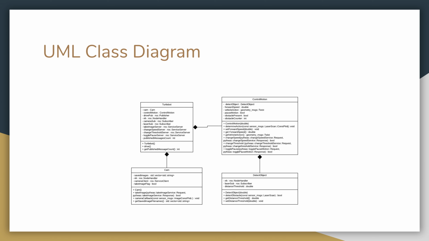Here's the UML diagram for this project. Here we have a detect object class which detects if there is an obstacle in the front of the robot or not. Here's a cam class which gets the live feed of camera from the TurtleBot and displays it in a window, and also it can take the picture based on the user command and store it in a file. Here's a control motion class that basically decides whether to move forward or to rotate on its place, and here's a TurtleBot class which based on the control motion commands drives the robot.